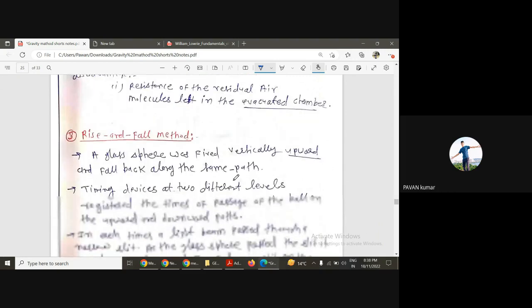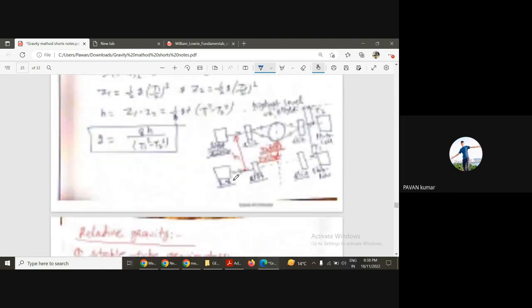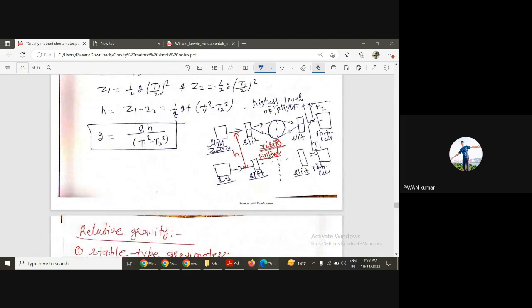The fourth one is the rise and fall method. In this particular method, we use a glass sphere and two sources, S1 and S2, with two slits. By measuring the time period in this instrument, as the sphere passes through source one and source two, we measure the time period for both S1 and S2 and put the values in this formula to obtain the gravity at a particular point. So these are the instruments for measuring absolute gravity at a particular location.